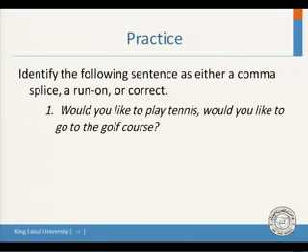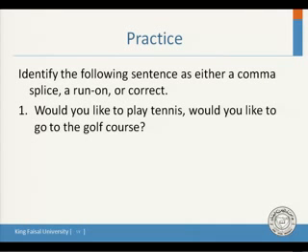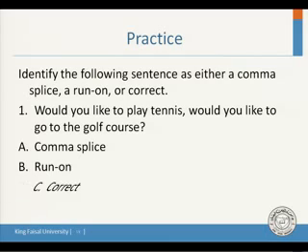Another question. Would you like to play tennis, would you like to go to the golf course? What's this? We have a comma alone between 2 simple sentences. Is this a comma splice, or a run-on, or is it a correct sentence? You're right, it's a comma splice. Very good.